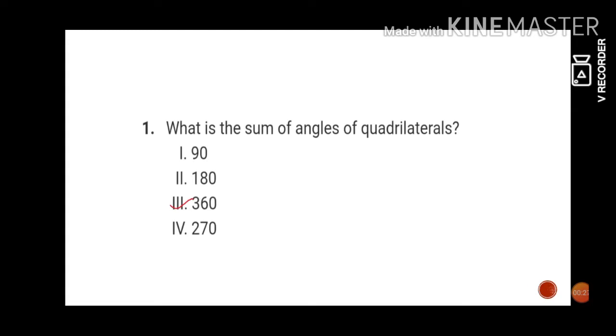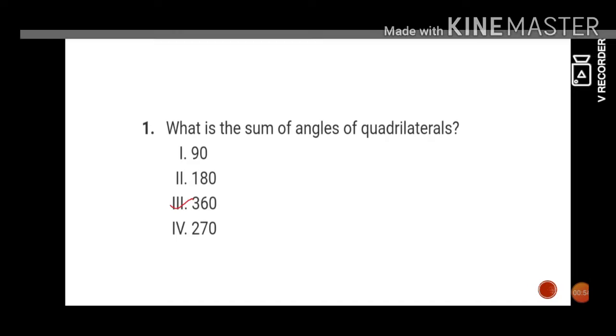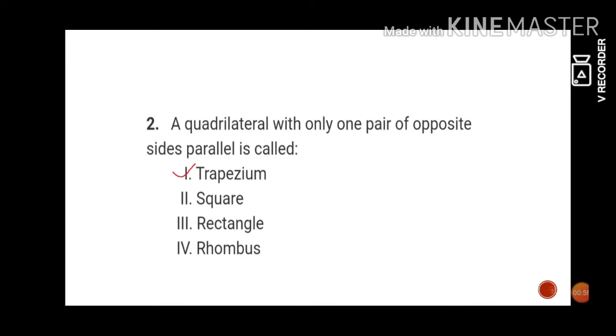What is the sum of angles of a quadrilateral? That is the total sum of the angles that are formed in a quadrilateral. The answer is 360. 90 into 4 is 360. So the correct option for the first question is option number 3. Answer subpart 3.